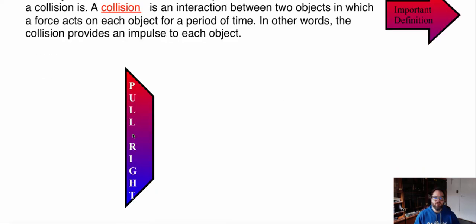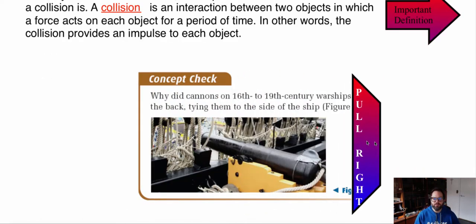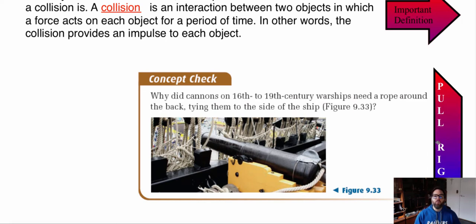So anytime one object creates a change in momentum on another object, that is when we have a collision in 1D. So here is something for you to ponder. Why did cannons in the 16th and 19th century warships need a rope around the back tying them to the side of the ship? I want you to think about what we are thinking about here of momentum. I want you to pause the video and think of why they might have needed that. By the end of this class, you're going to figure out why that is, and you'll be able to answer this question hopefully pretty easily.